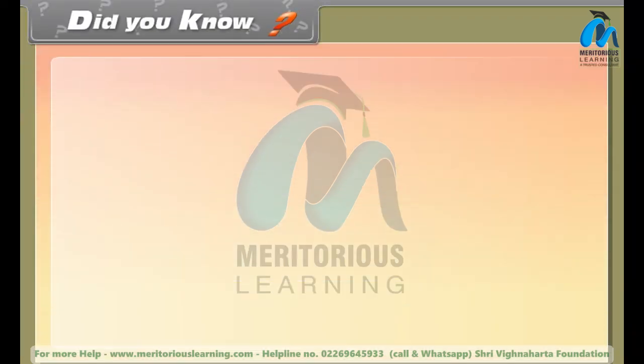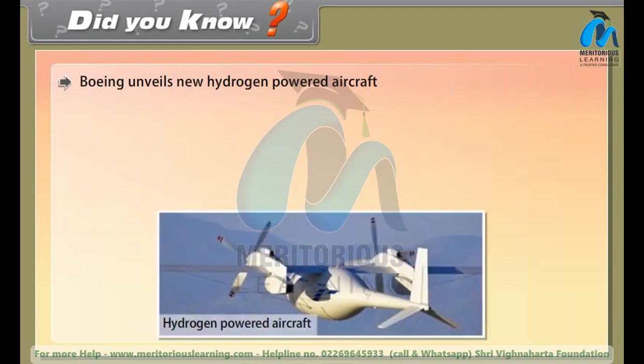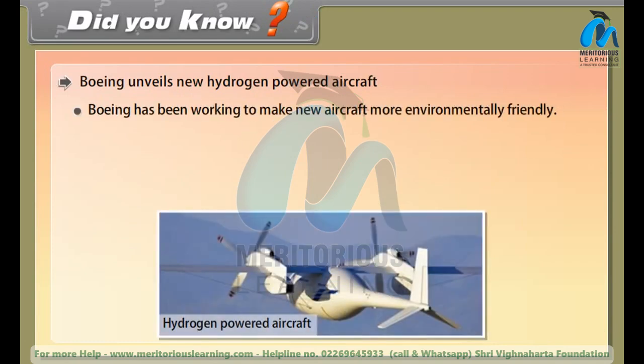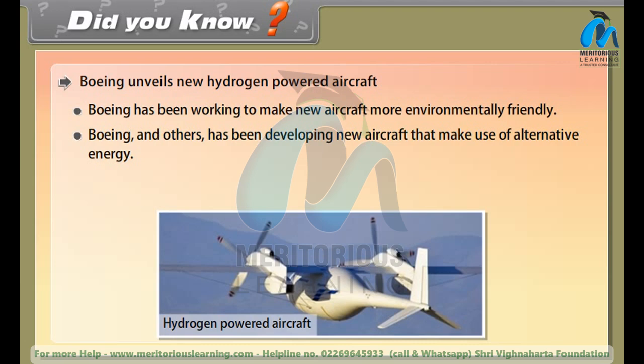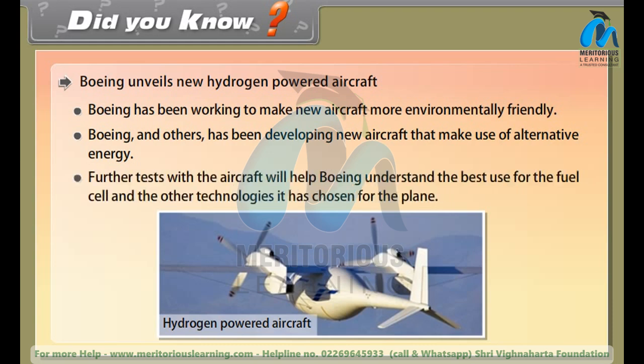Did you know? Boeing unveils a new hydrogen-powered aircraft. Boeing has been working to make new aircraft more environmentally friendly. Boeing and others have been developing new aircraft that make use of alternative energy. Further tests with the aircraft will help Boeing understand the best use for the fuel cell and the other technologies it has chosen for the plane.